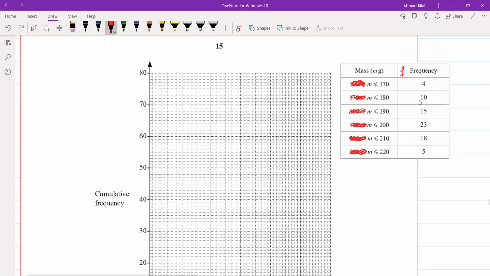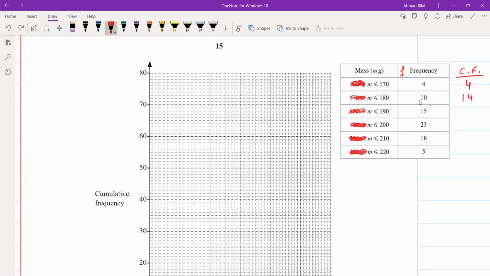On the y axis we need to have cumulative frequency. So CF cumulative frequency वो कैसे निकालेंगे? Less than 170 कितने? We've got 4. Less than 180 we add both of them, 4 plus 10, that is 14. Then we add this 15 more, that's the sum of all of these three. That's going to be 14 plus 15.